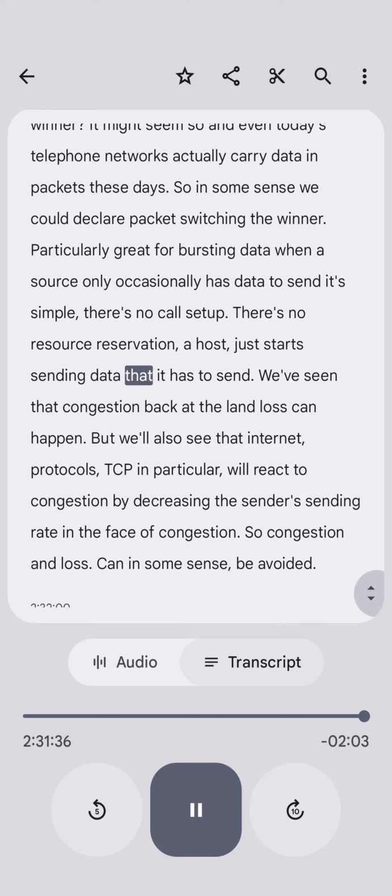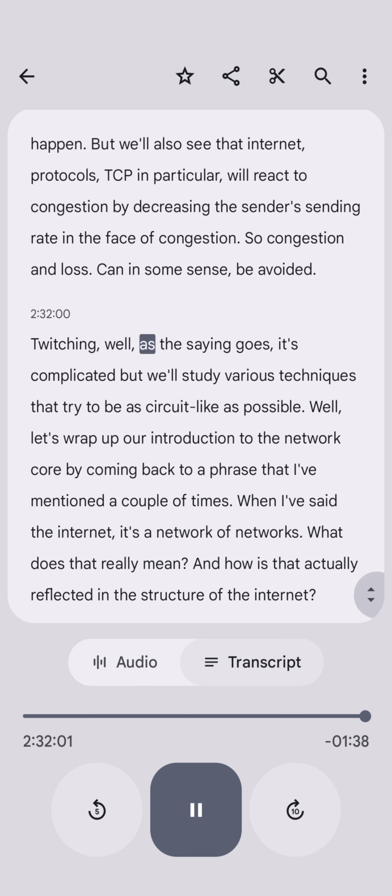A host just starts sending data that it has to send. We've seen that congestion, packet delay and loss can happen, but we'll also see that internet protocols, TCP in particular, will react to congestion by decreasing the sender's sending rate in the face of congestion. So congestion and loss can, in some sense, be avoided or at least mitigated. Is it possible to provide circuit-like behavior with packet switching? Well, as the saying goes, it's complicated, but we'll study various techniques that try to be as circuit-like as possible.